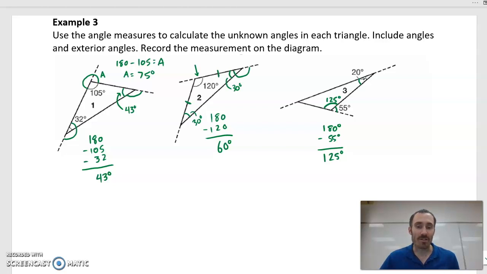I know that the top one is 20, and so then I can figure out this bottom one over here. Okay, so we do 180 minus 20 minus 125, and that leaves us with 35 degrees. And that's the last missing piece. Then you can do the external angles as well.